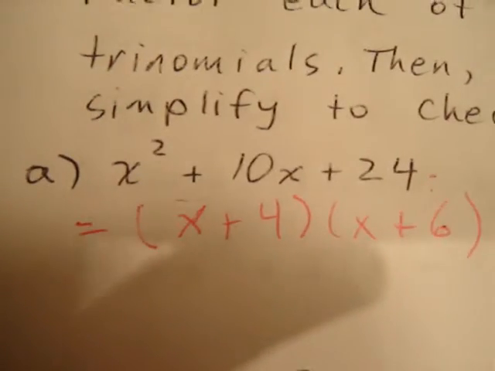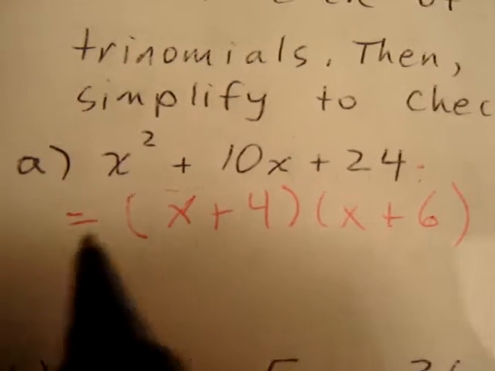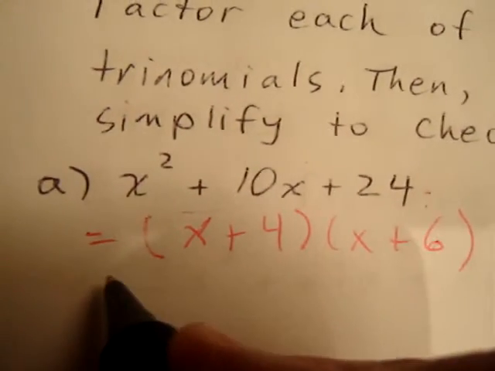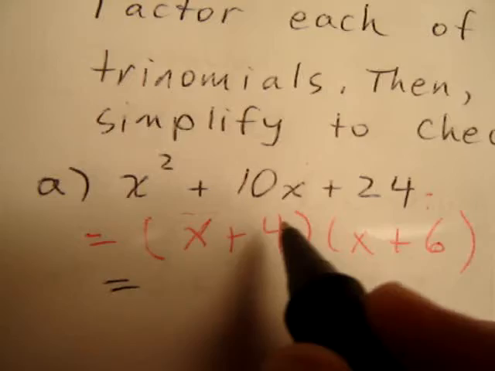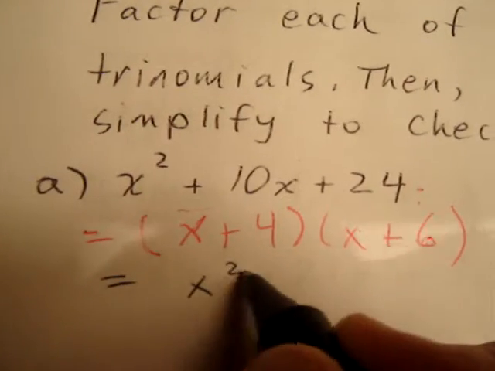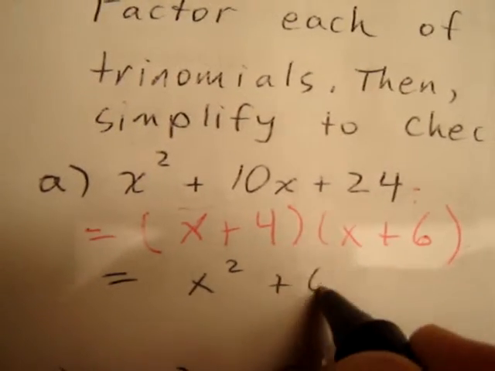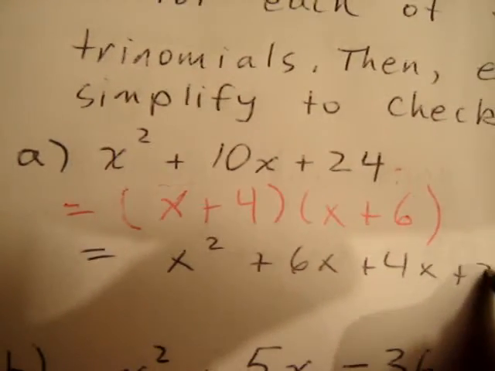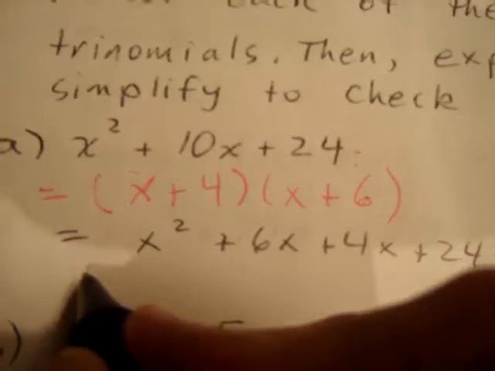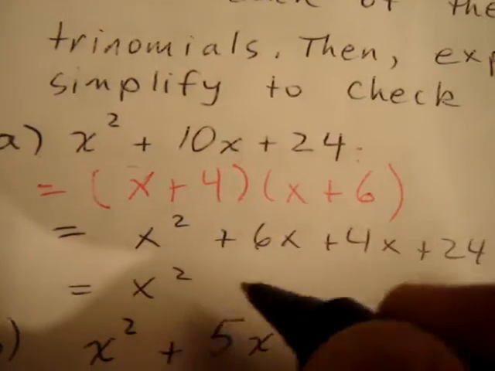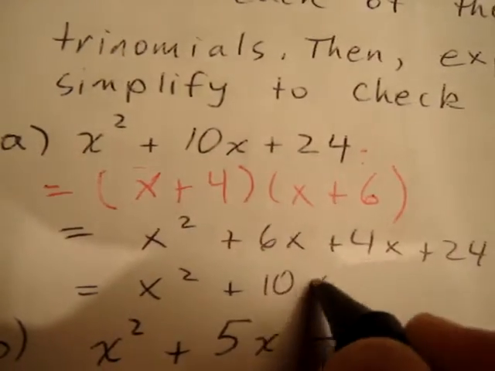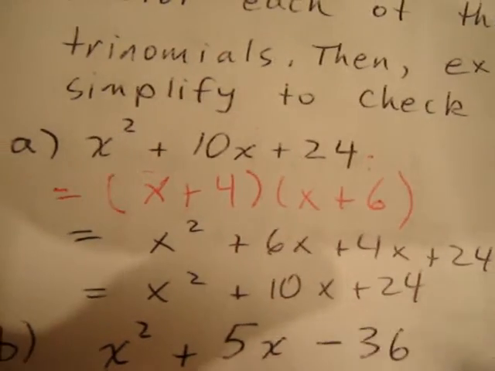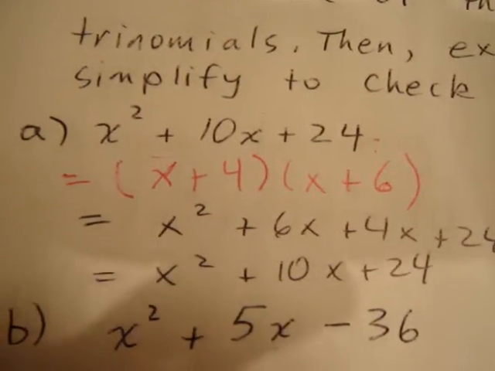Now, the question also tells us to expand and simplify to see that we got the right answer. So by expanding, we get x squared plus 6x plus 4x plus 24. And then when we collect like terms, we see that we get x squared plus 10x plus 24. In other words, we got the right answer.